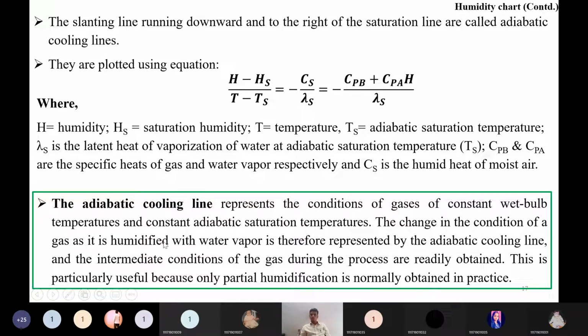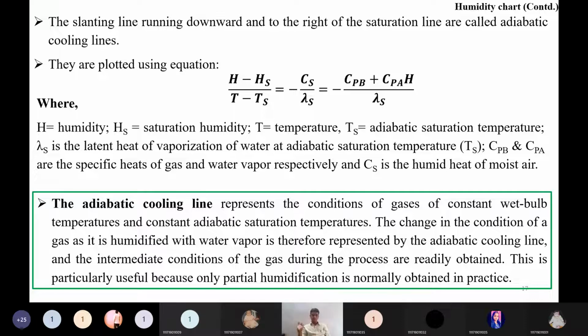Then what is the adiabatic cooling line? The adiabatic cooling line represents the conditions of gas of constant wet bulb temperature and a constant adiabatic saturation temperature. Then the change in the condition of a gas as it is humidified with water vapor is therefore represented by the adiabatic cooling line, and the intermediate conditions of the gas during the process are readily obtained. This is particularly useful because only partial humidification is normally obtained in practice. So absolute 100% saturation is not possible.